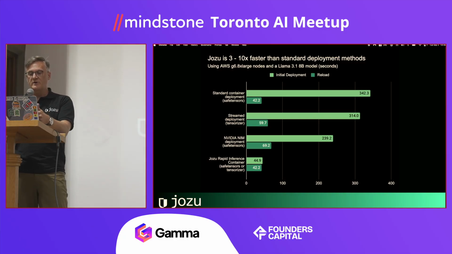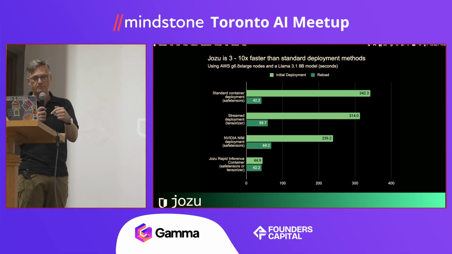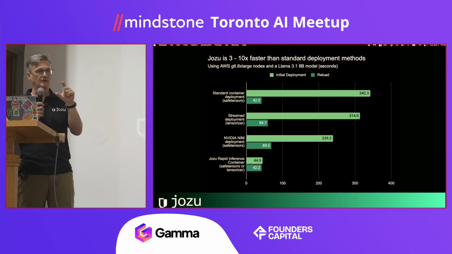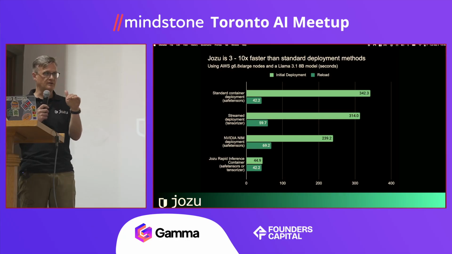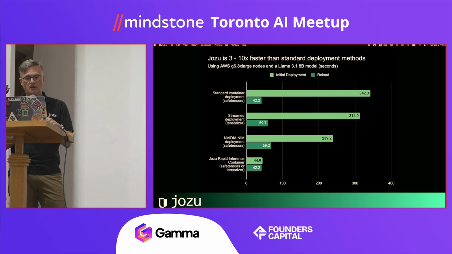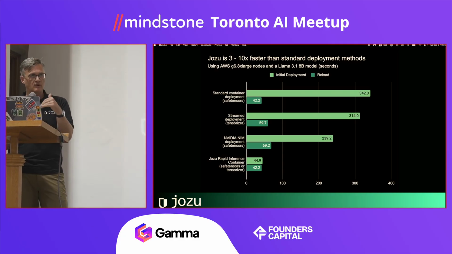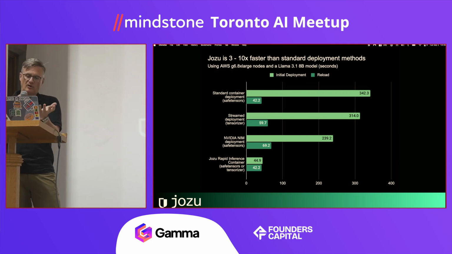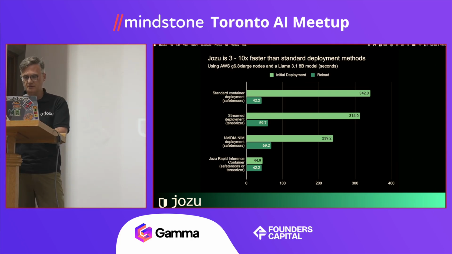When you come to reload, it's interesting because both the streaming deployments actually take a little longer on reload. There's more processing required for the streaming than there is for just bulk slamming something in there. And so both the standard and the Jozu rapid inference container are noticeably faster on reload, although reload is relatively quick in all cases.